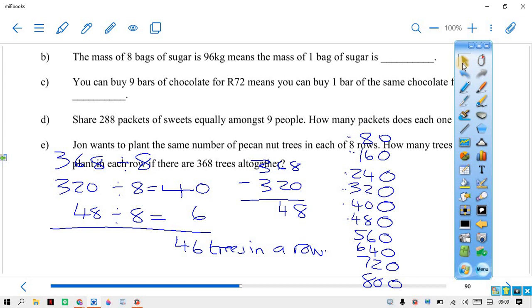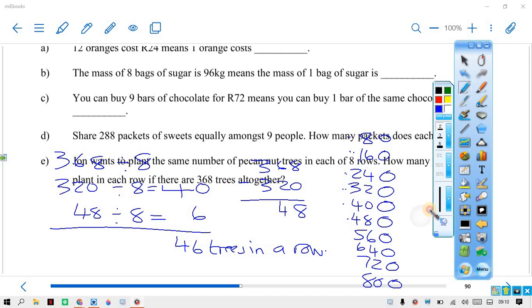Okay, question C says you can buy 9 bars of chocolate for 72 Rand. This means that you can buy 1 bar of the same chocolate for how much? How are you going to find that answer? Okay, what are you going to divide? 72 divided by 9. Good, and that's your normal times table, so you'll find it on your chart, okay? And D, share 288 packets of sweets equally amongst 9 people. How many packets does each one get? How are you going to work that out? You've got to tell me how. 288 divided by 9, and you're going to use this method here that we just did.